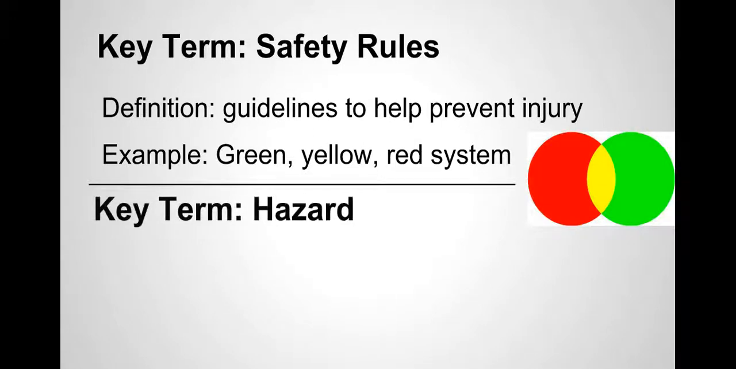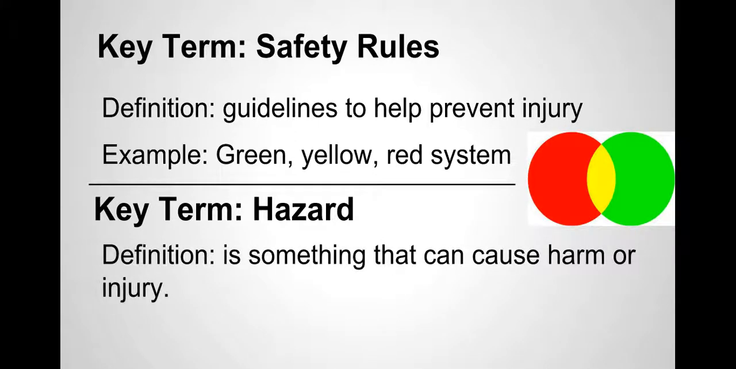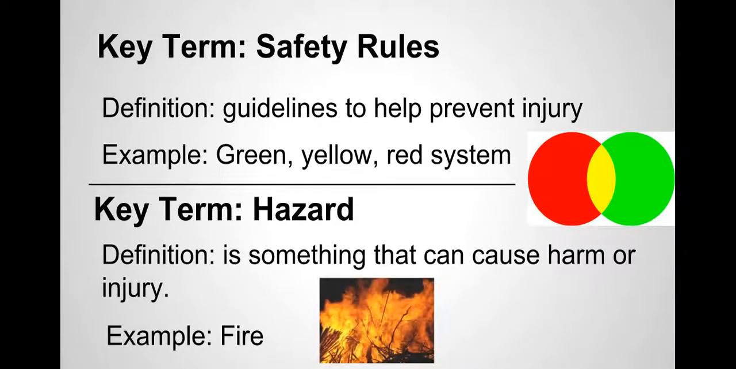Another key term that is important for us to know is hazard. A hazard is something that can cause harm or injury, like a fire. It is important that we are aware of hazards in our environment because they often can be avoided.